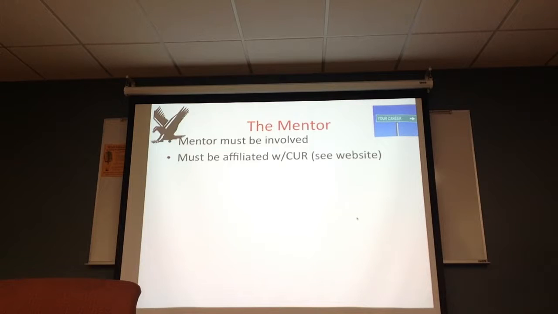Your mentor must be affiliated with the Center for Undergraduate Research. It's not hard for the mentor to be affiliated. We want them to be affiliated for several reasons, but for one, they've gone through the CITI training, and we know that they understand the ethical responsibilities of mentorship and research. So we want to make sure that they're versed in that. You can go to our website. I'll give you the link later. You can see if your faculty advisor is on the website. If they are not, just ask them to affiliate. It's a pretty straightforward process.